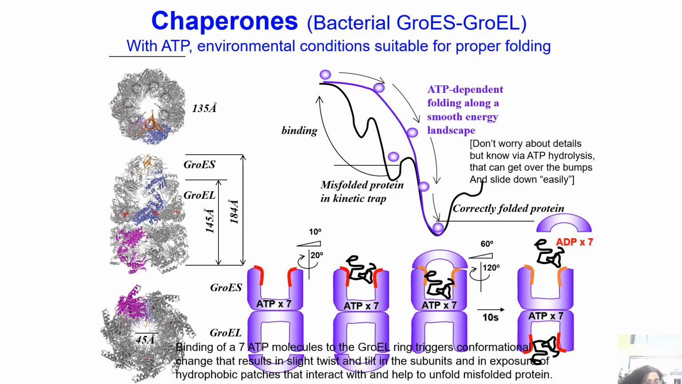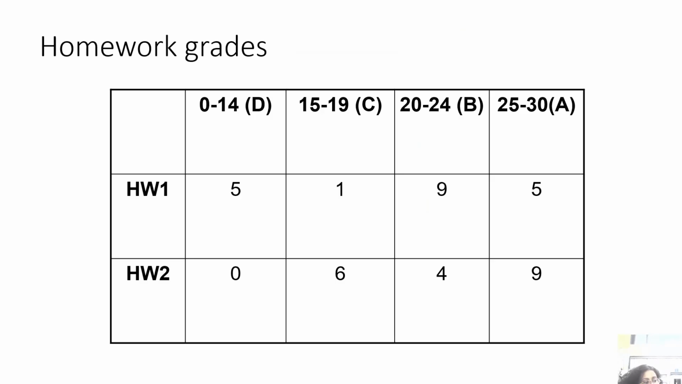Okay, this is the ATP dependent folding along a smooth energy landscape. Okay, so binding of 7 ATP molecules to the GroEL ring triggers a conformational change that results in a slight twist and tilt in the subunits and in exposure of hydrophobic patches that interact with and help to unfold misfolded proteins.